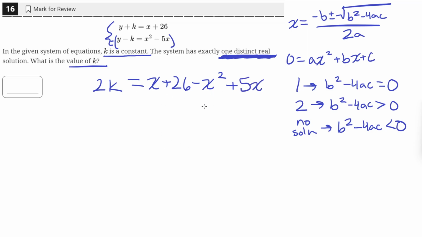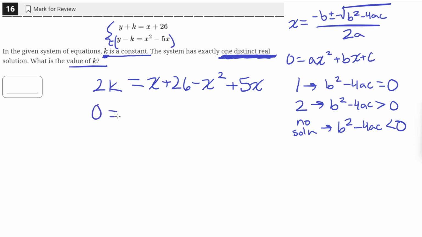Now let's move everything to one side. We know that 2k is actually just a constant, like 26 is a constant, because we're told that k is a constant. So this k is just some number. It could be like 3 or something. So this term is really just a constant. So let's move this to the other side.